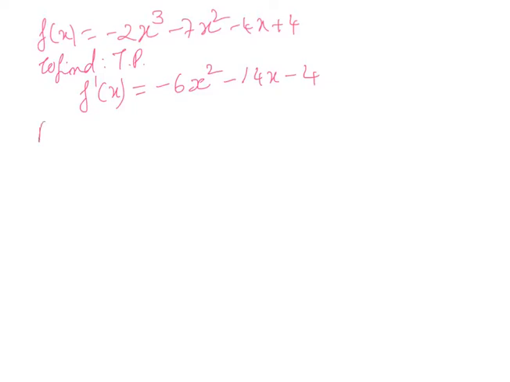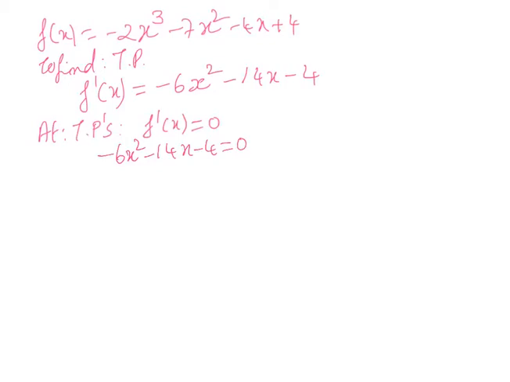Now at turning points or stationary points, this is important. At turning points, f prime of x is equal to 0. It's always better to write "at turning points f prime of x is equal to 0" rather than simply writing f prime of x is equal to 0. And then it becomes negative 6x squared minus 14x minus 4 is equal to 0.